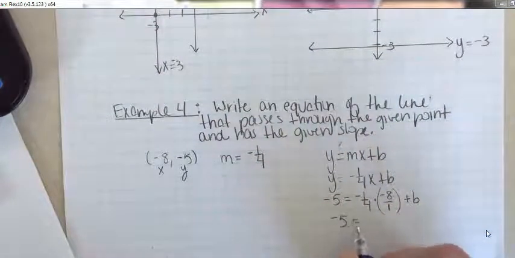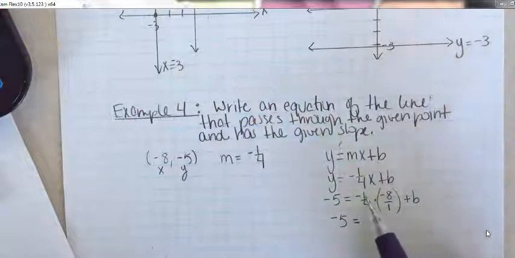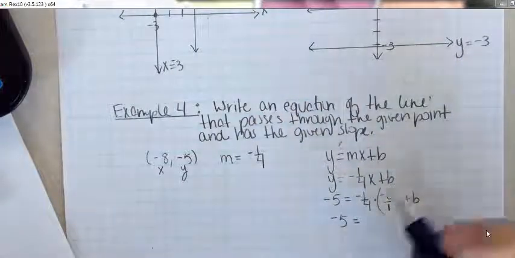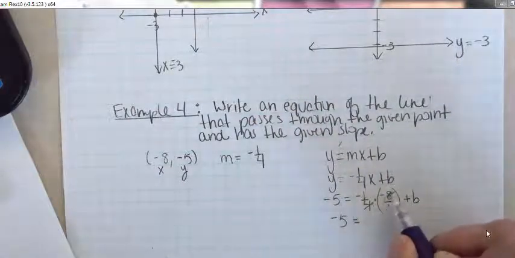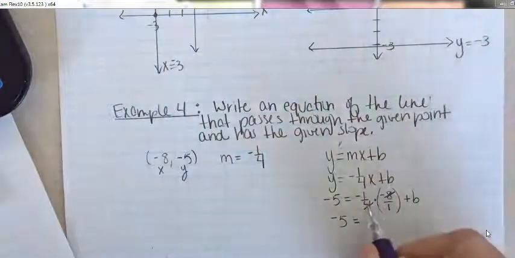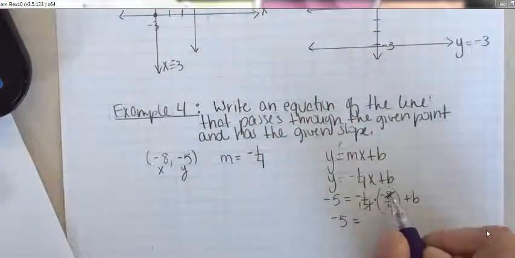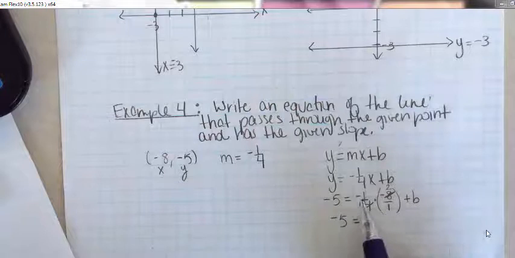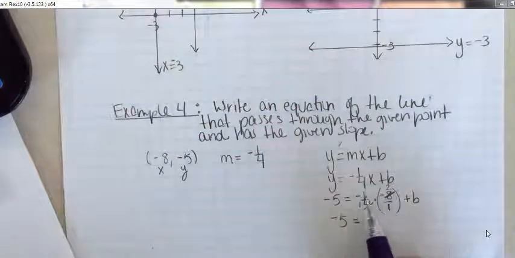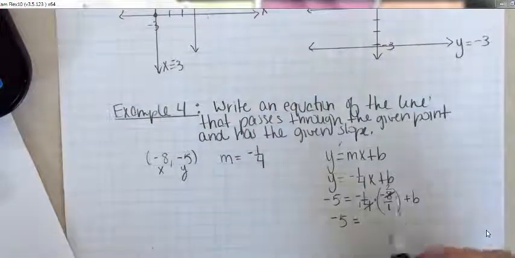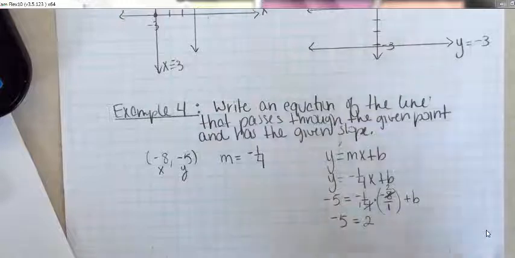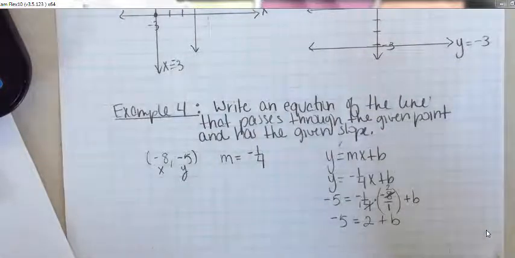So we got -5 equals, first of all, a negative times a negative is going to be positive. And this 4 and 8 can both be divided by 4. 4 divided by 4 is 1. 8 divided by 4 is 2. Negative times negative is positive. 1 times 2 is 2. Plus b.